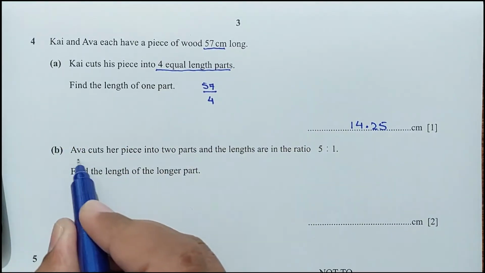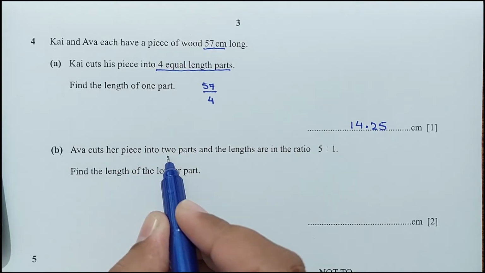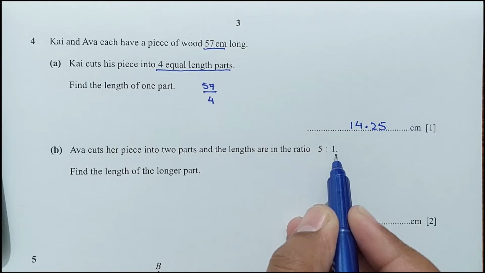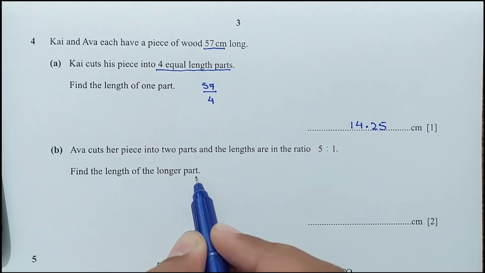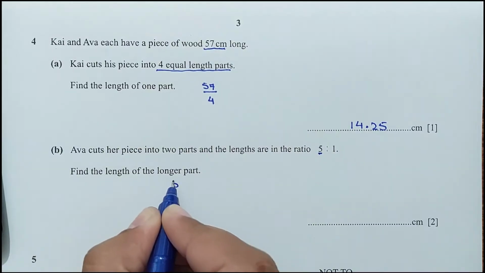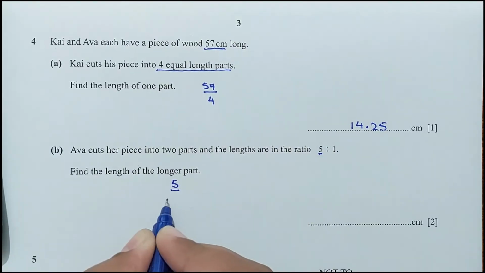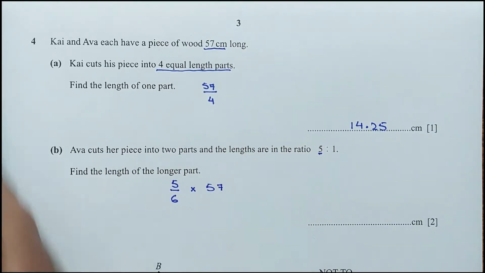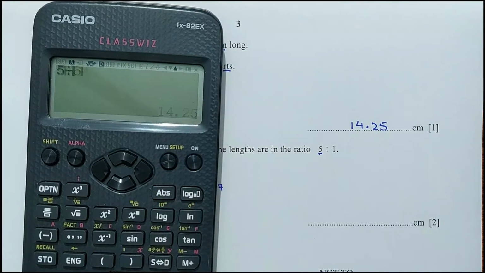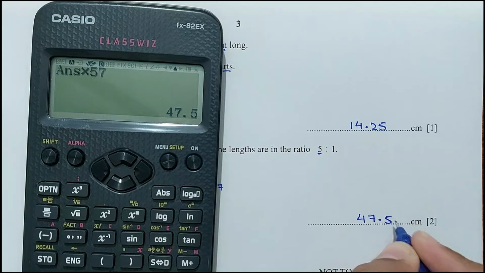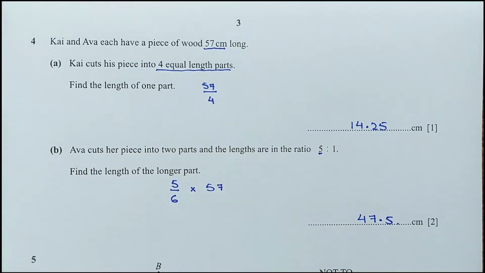Now for part B, Ava cuts her piece into 2 parts and the lengths are in the ratio 5:1. Find the length of the longest part. The length of the longest part is obviously 5 out of the total, 5 plus 1 is 6, multiplied by 57 centimeters, the length of the wood. 5 by 6 times 57 is 47.5 centimeters, the length of the longest part.